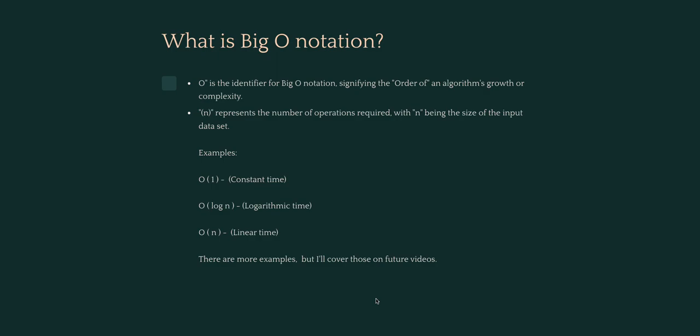I'm gonna take just three examples. I'm gonna cover constant time, logarithm time, and linear time: O(1), O(log n), and O(n). So the n in big O notation, as we can see, represents the number of operations required, with n being the size of the input dataset. And the O is just like an identifier for big O notation.